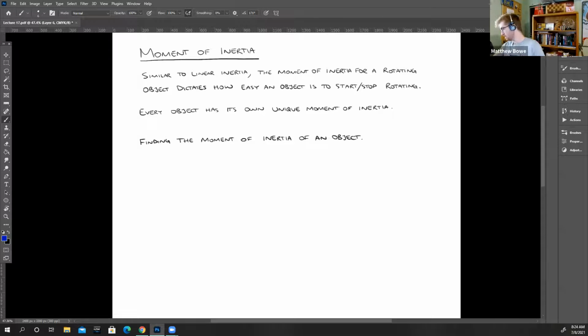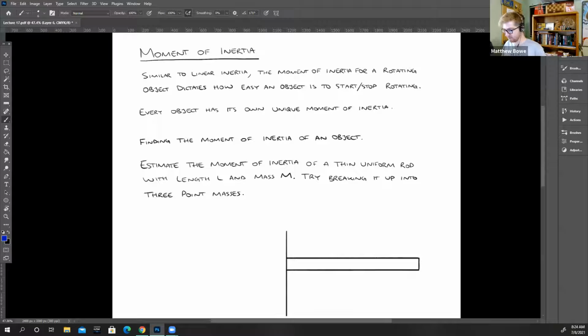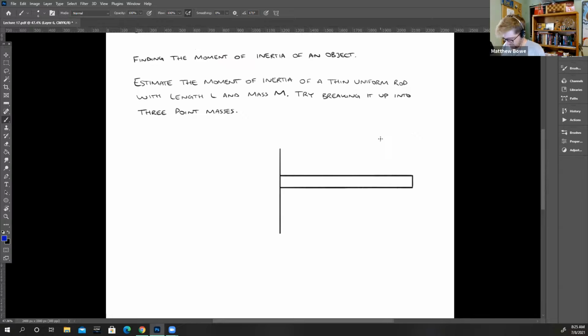Let's start with a very simple example. We're going to estimate the moment of inertia of a thin uniform rod with length L and mass M. In this problem, we're going to try to split the rod up into 3 equal point masses. So I have this picture down below.